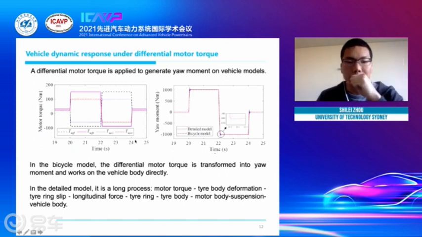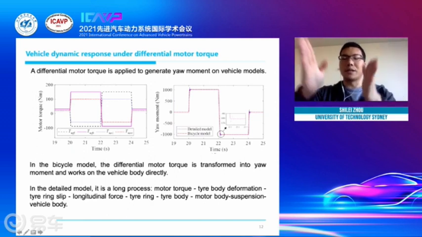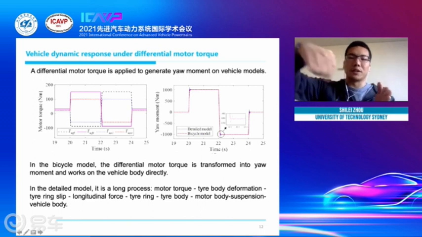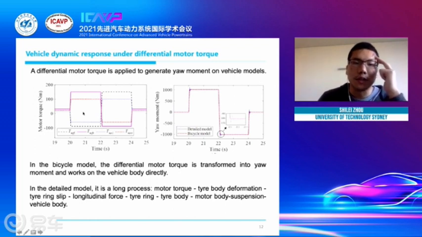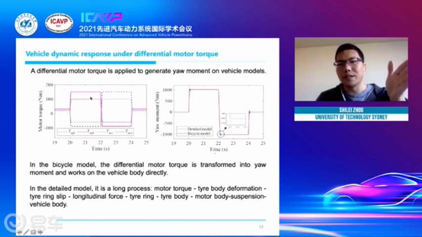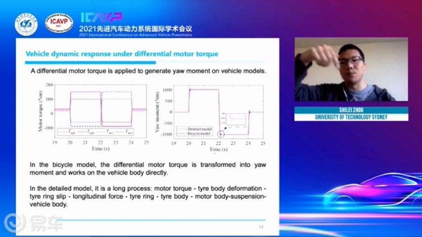And then with this simulation, first, just the differential motor torque is applied to generate yaw moment. That is, in the front, between the left and right wheels, we generate opposite torque. So the vehicle will just turn because of the yaw moment. And here, from this figure, we can see the front left, front right, and rear left and rear right. They have opposite torques. Then the vehicle should just turn under this moment.